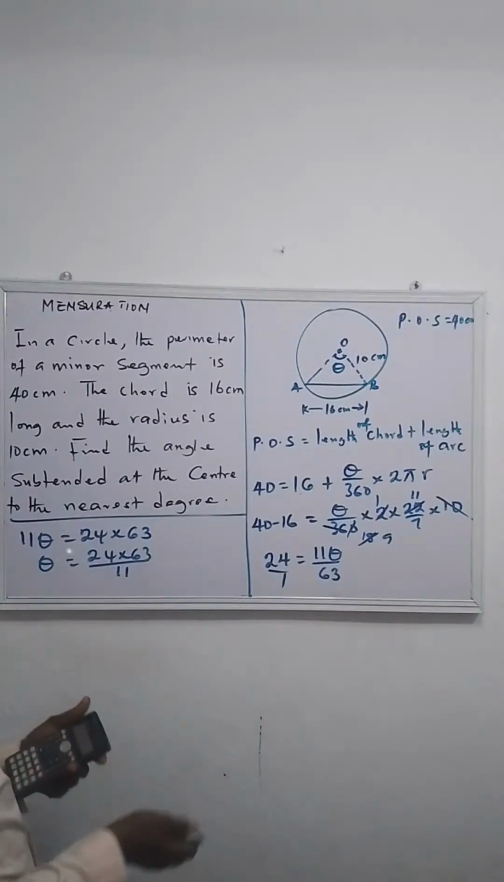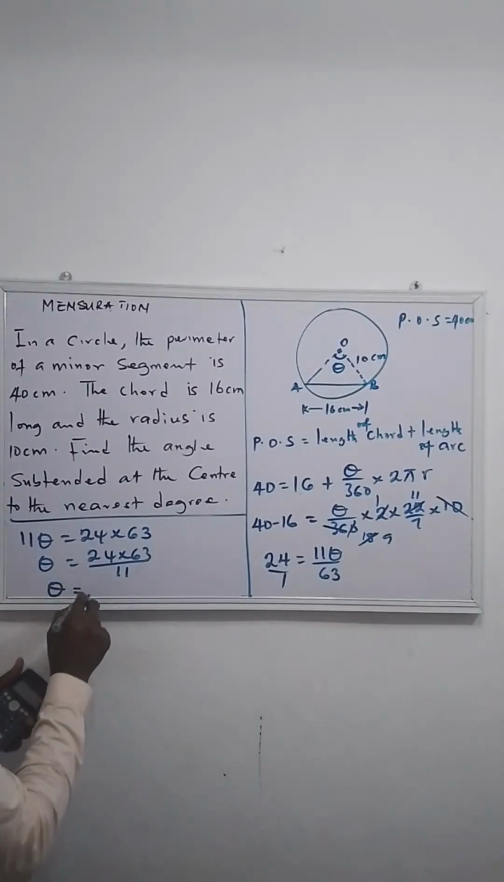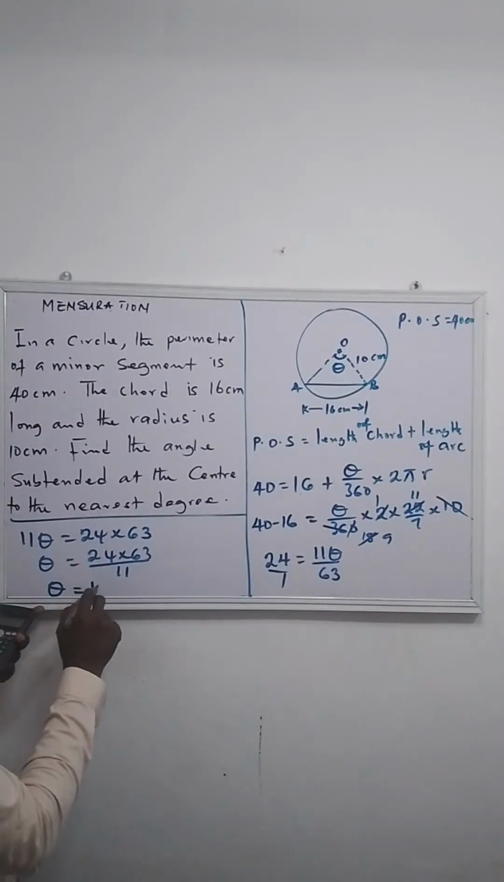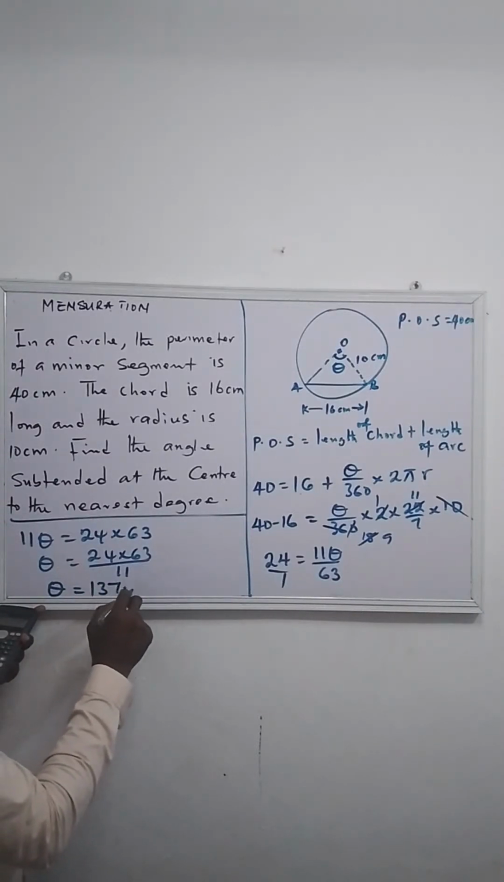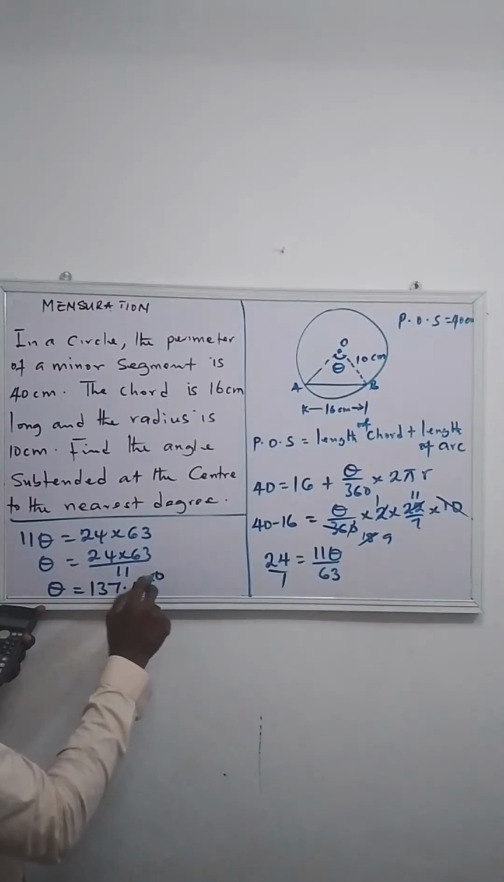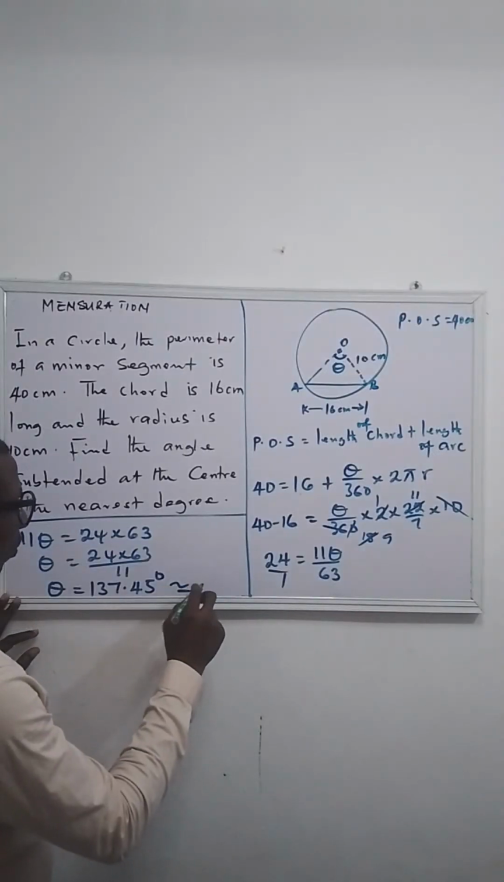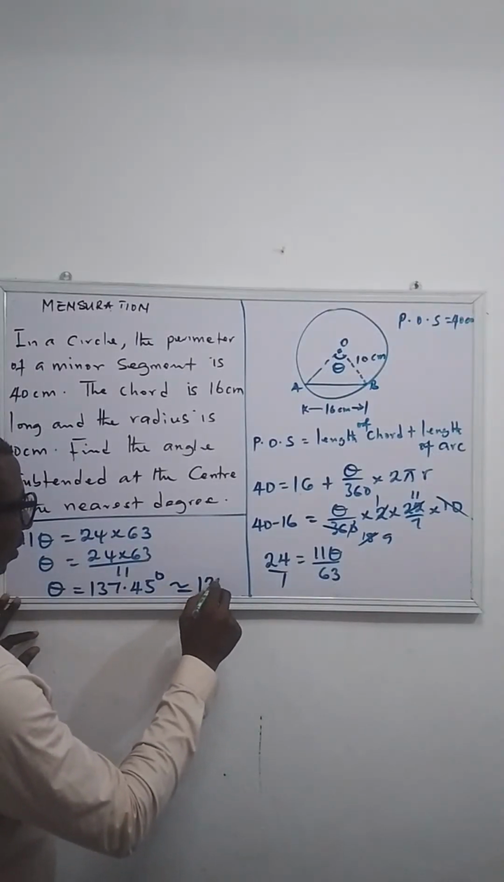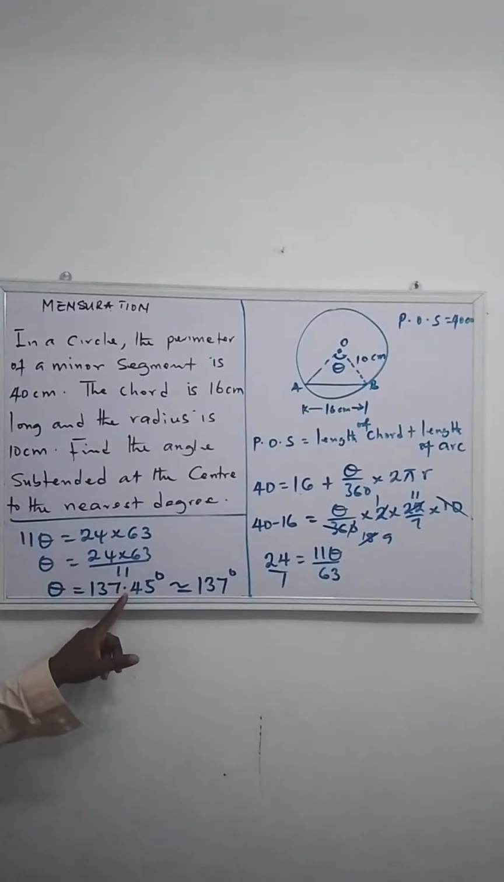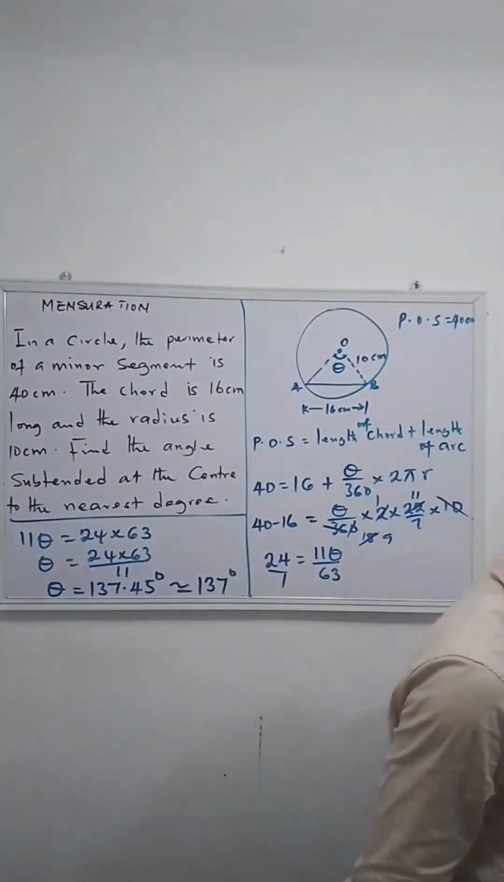So theta is 137.45 degrees. That is what we have. But the question asks you to correct your answer to the nearest degree. So to the nearest degree, that's going to be 137 degrees, since this one is not up to 5. It's the same thing as saying to the nearest whole number. So 137 degrees is the answer to that.